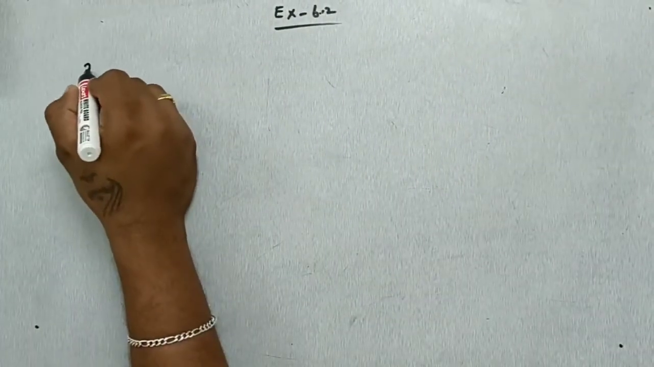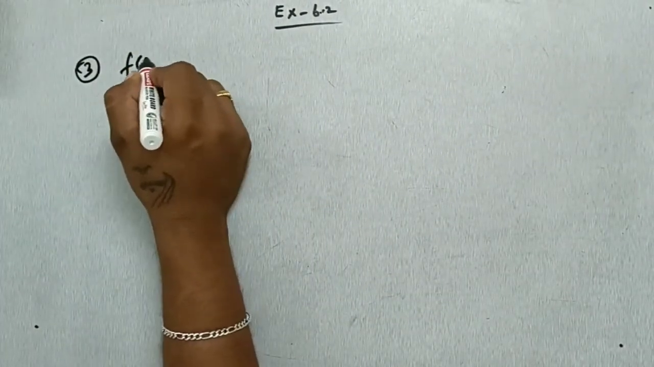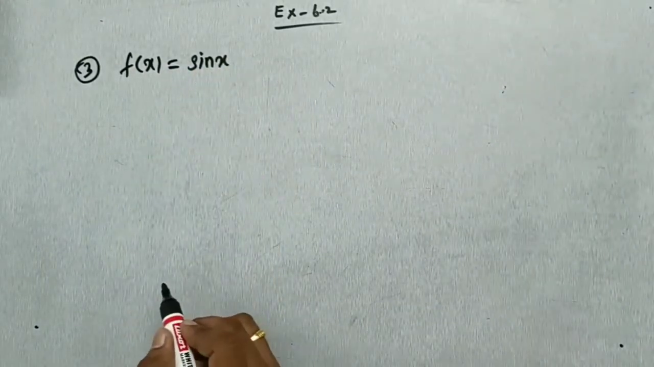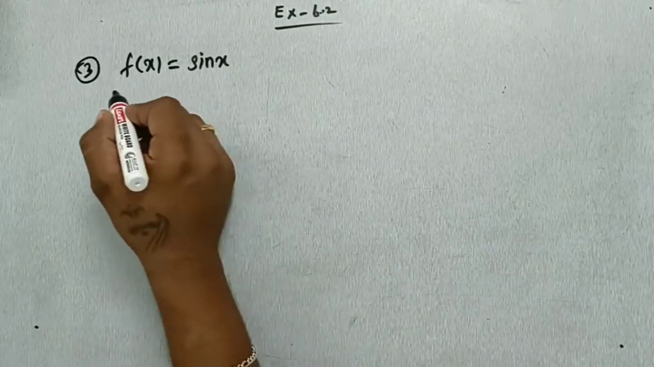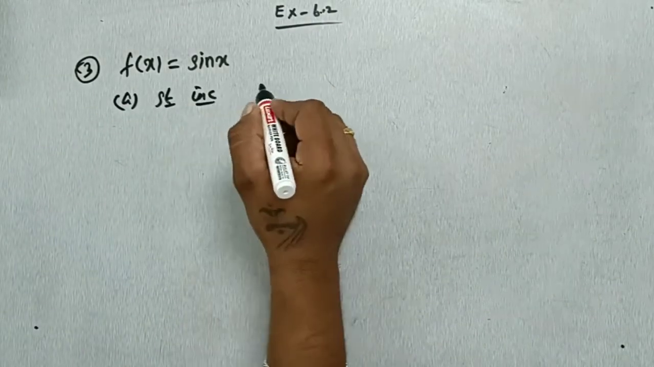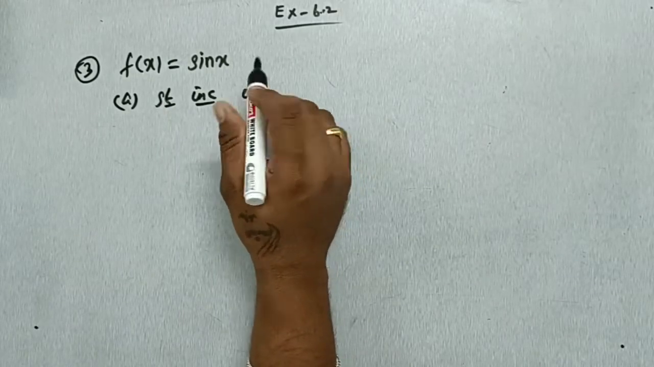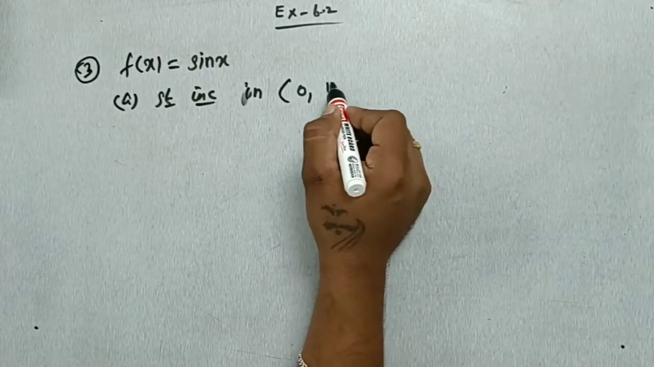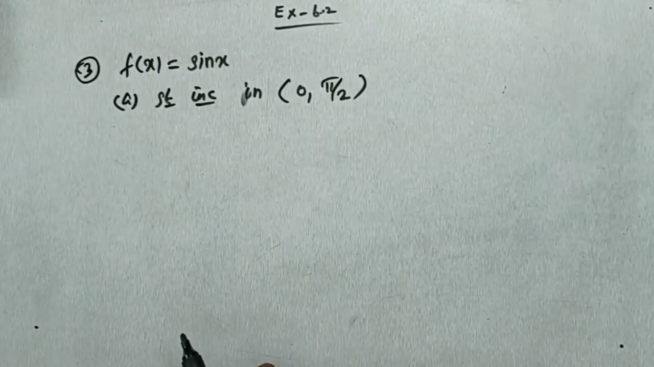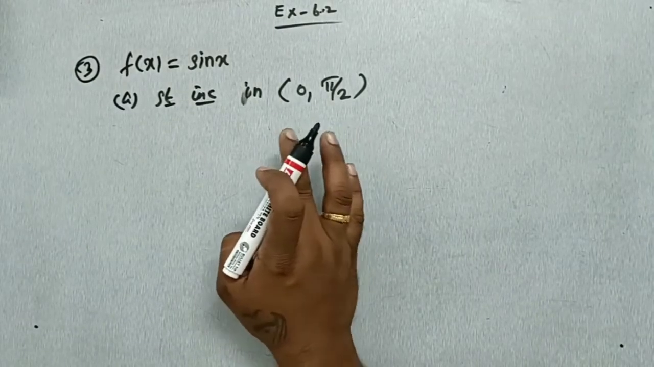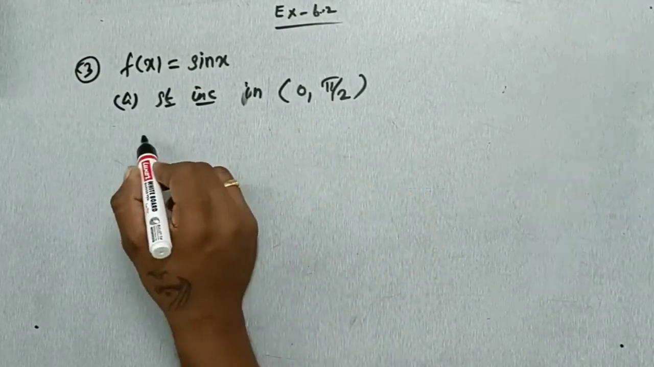Now question number 3. What is given? F of x equal to sin x. I need to show, first, that it is strictly increasing in the open interval 0 to pi by 2. So first I will show it is strictly increasing in that interval. Clear?